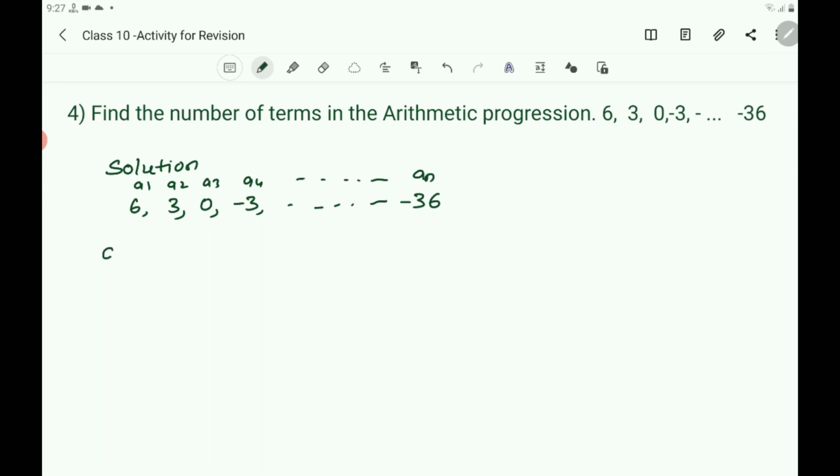So you take A equals the first term A1, 6, and D equals A2 minus A1, which is 3 minus 6 equals minus 3. And let AN equal minus 36, because you have to consider this is the nth term. What do you have to find out here? N, the number of terms, that is N equals question mark.